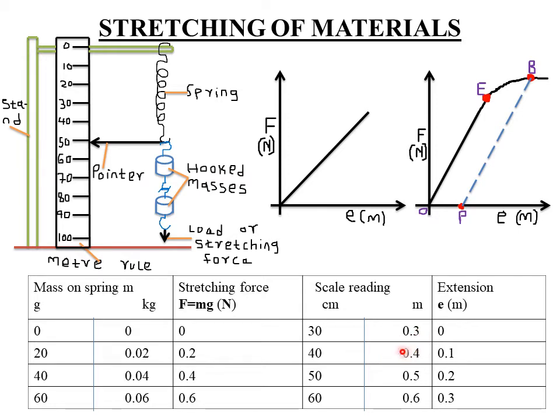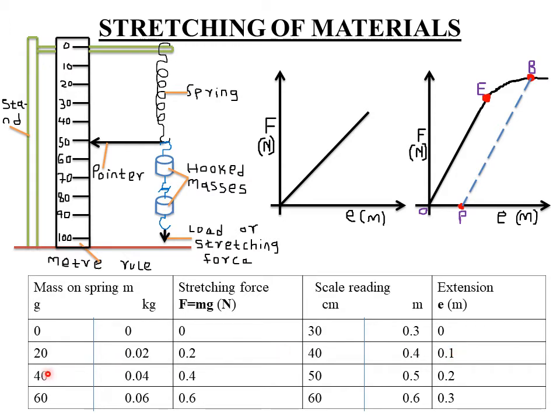Our final value, that is when only one mass of 20 gram is attached, is at the 0.4 meter mark, or at the 40 centimeter mark. Therefore, our extension will be the final reading minus the initial reading. So 0.4 minus 0.1, therefore you obtain our extension as 0.1 meter.